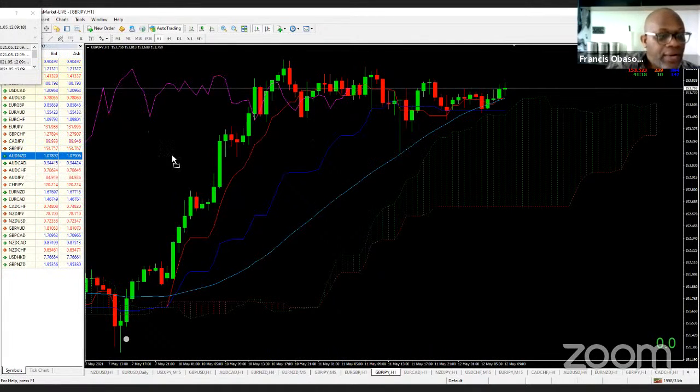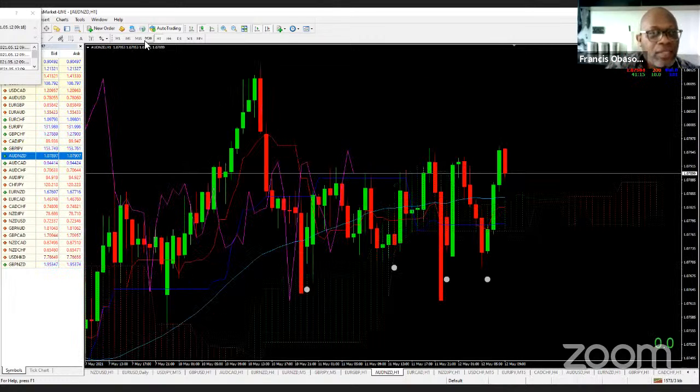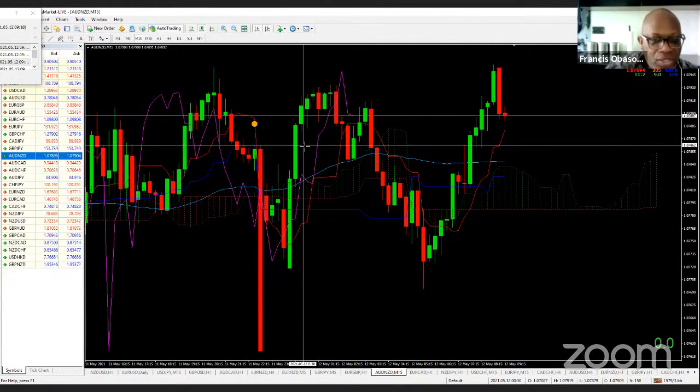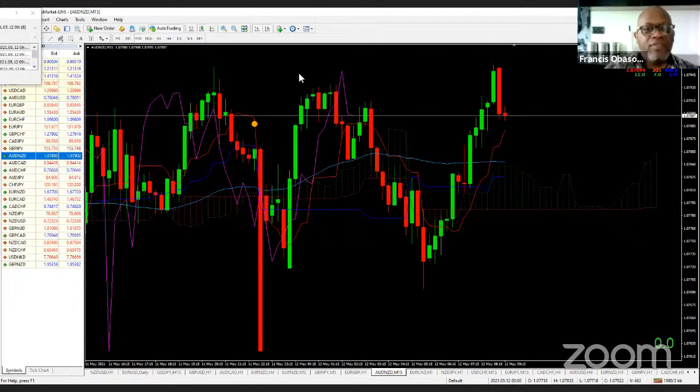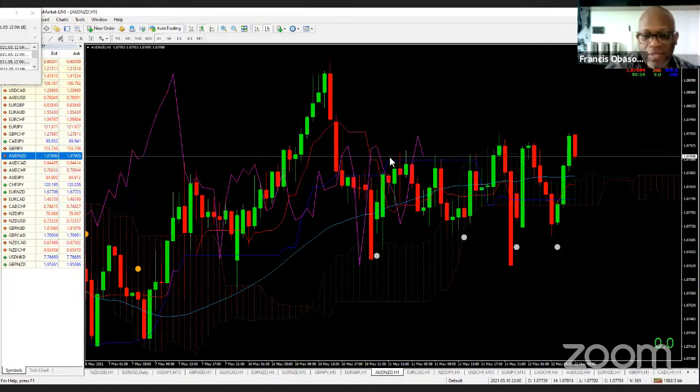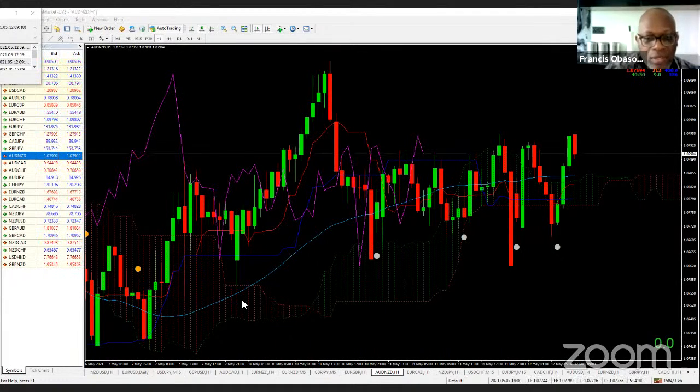Now, I must say that there has been a lot of consolidation and ranging in the markets. Monday and yesterday, Tuesday, were basically just a whole lot of consolidation and ranging. Even now, we can still see the pairs. Look at that. It's just consolidation.